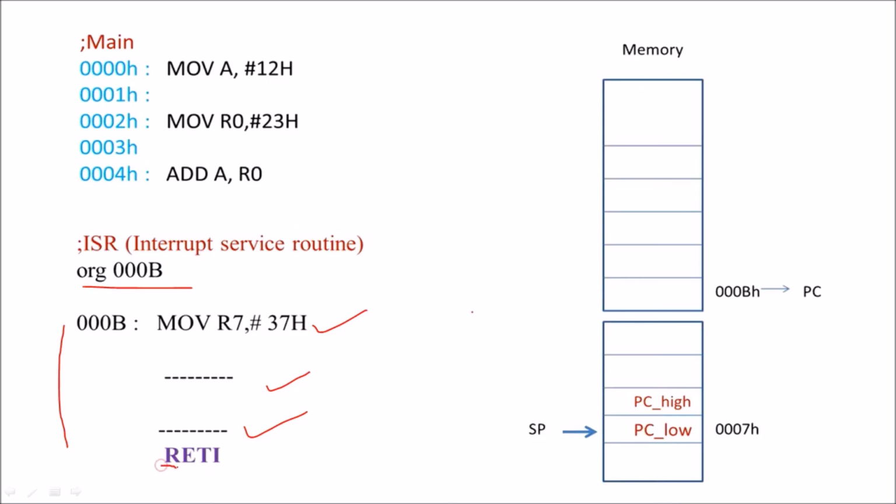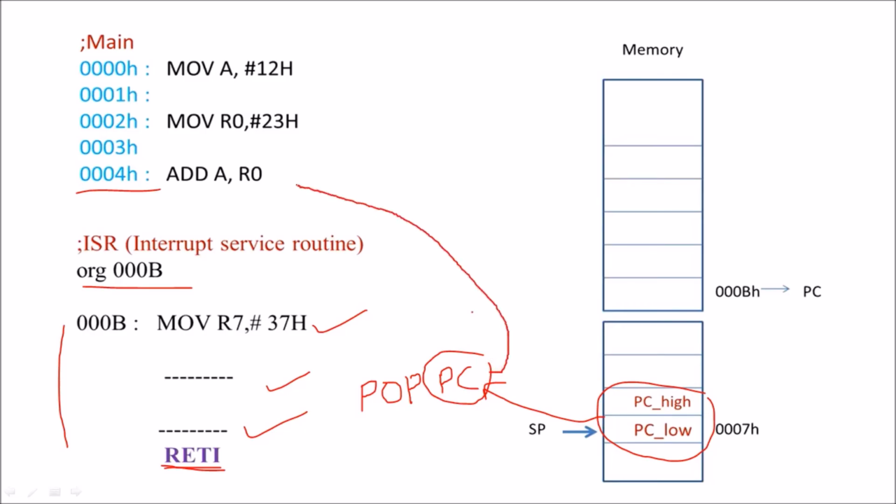Now the last instruction of ISR must be return instruction, that is return from interrupt, RETI. So while executing this instruction, microcontroller executes pop PC instruction. That means the address of next instruction, which is stored on stack memory, will be stored back into program counter. So 0004H will be stored in program counter and microcontroller will start executing this instruction and then the other instructions sequentially. So this return instruction is to return back to main program.